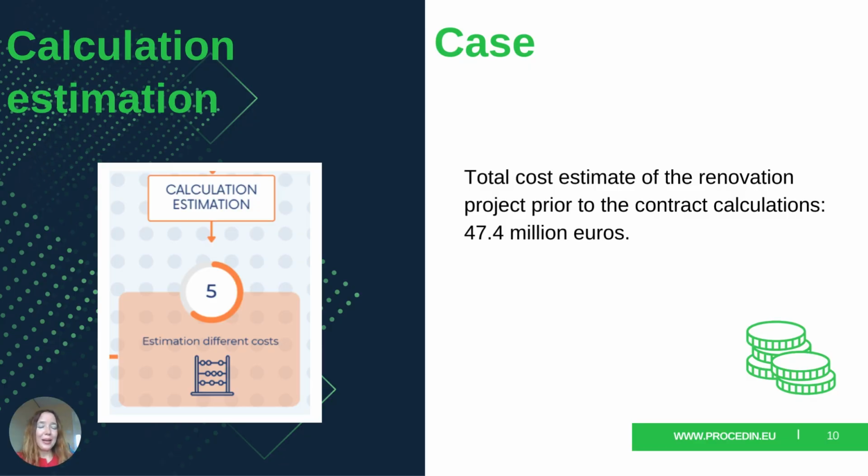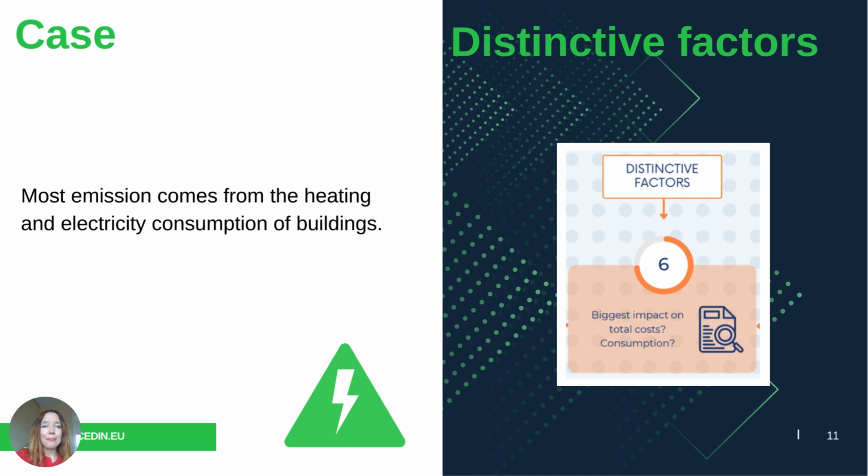The fifth step is a calculation estimation of different costs, and it was almost 50 million euros in this case. The next step is to think about distinctive factors. For example, which cost would have the biggest impact, or how to translate the biggest impact into costs. For the carbon emission in the city of Helsinki, they calculated that the biggest impact factors would be heating and electricity consumption of the buildings.